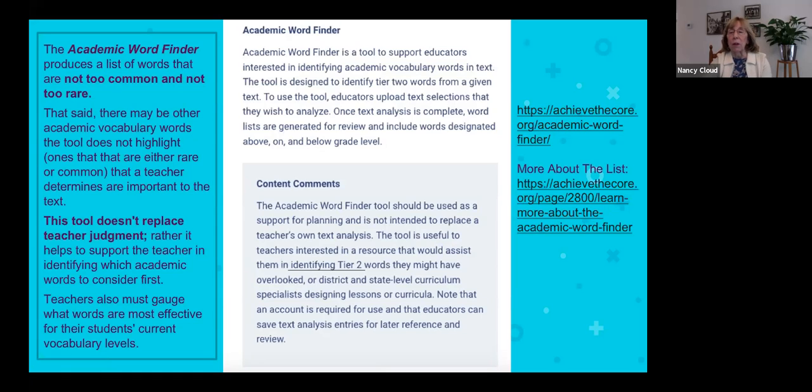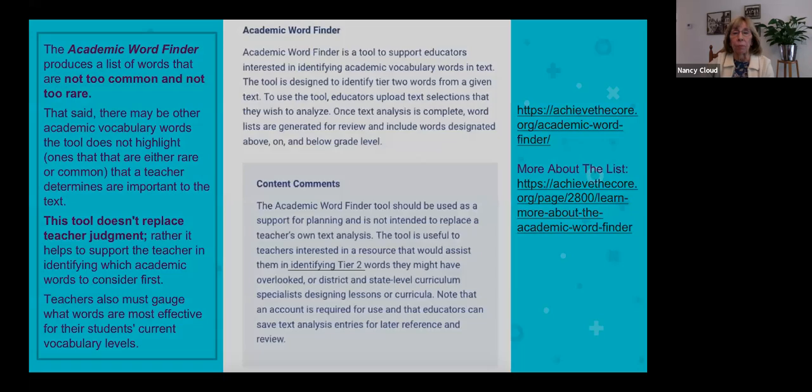Okay, that's why I'm asking you when you identify words to look at 3 different types of words. Some should be topic related, some should be academic words, and some should be ELA words.